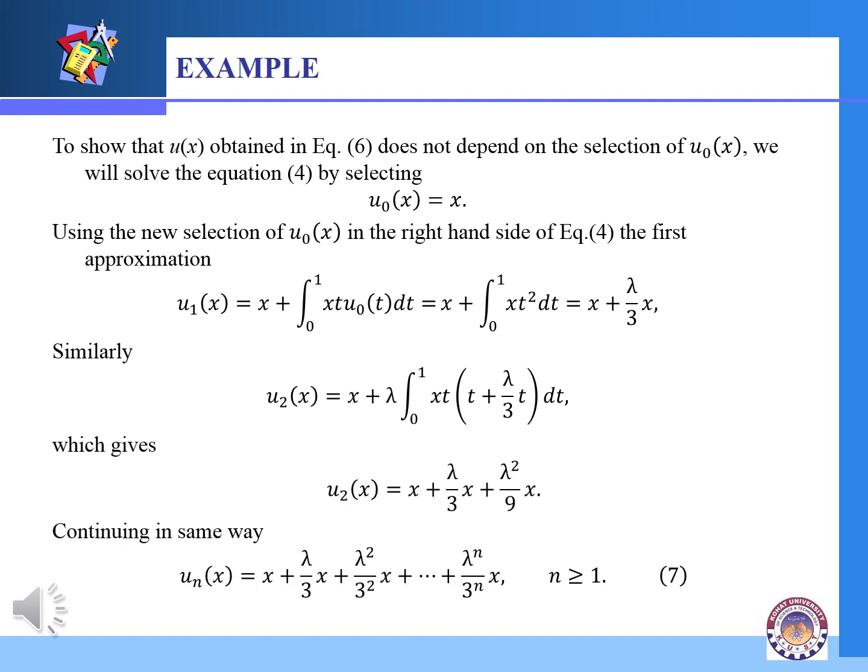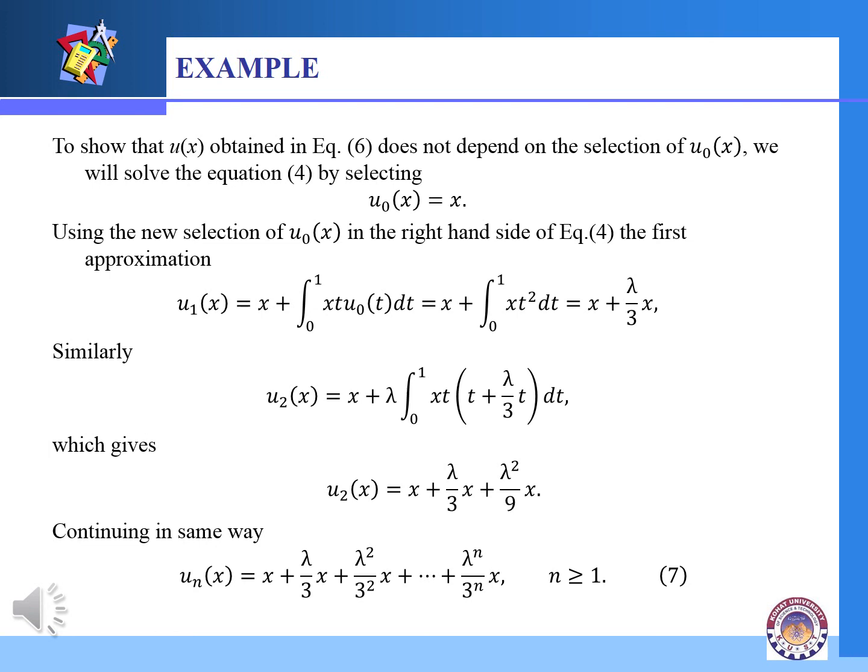We discussed earlier that u of x obtained in equation 6 does not depend on the selection of u0 of x. To clarify this, again we solve equation 4 by selecting u0 of x is equal to x. Using the new selection of u0 of x in the right hand side of equation 4, the first approximation u1 of x is equal to x plus lambda integral from 0 to 1 xt u0 of t dt. Since u0 of t is equal to t, u1 of x is equal to x plus lambda integral from 0 to 1 xt square dt. By evaluating this integral, we get x plus lambda by 3x.